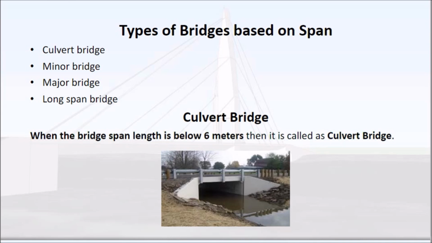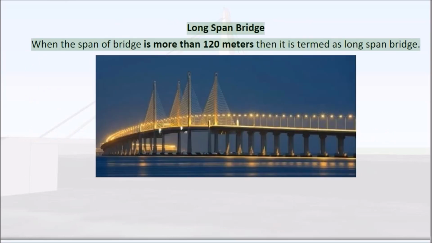Major bridge. For a major bridge, the span is generally about 30 to 120 meters. Minor bridge. If the bridge span length is between 8 to 30 meters, then it is called a minor bridge. Long span bridge. When the span of a bridge is more than 120 meters, then it is termed as a long span bridge.